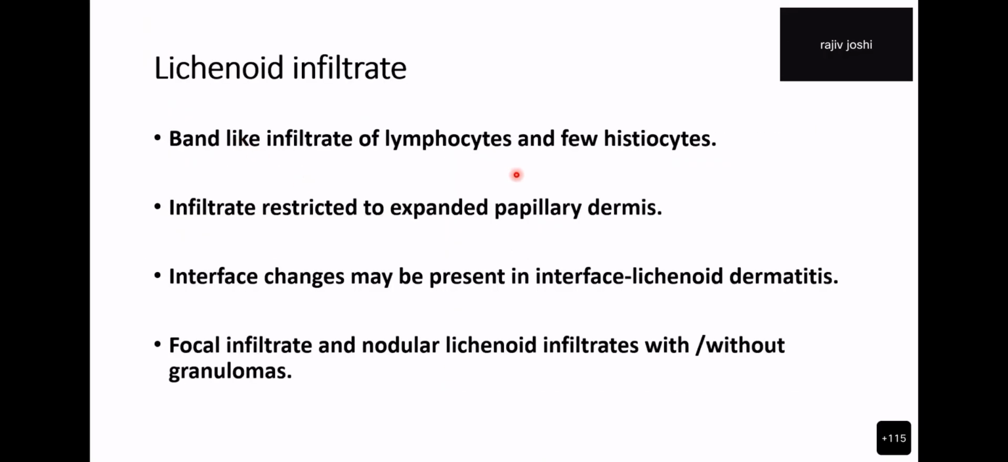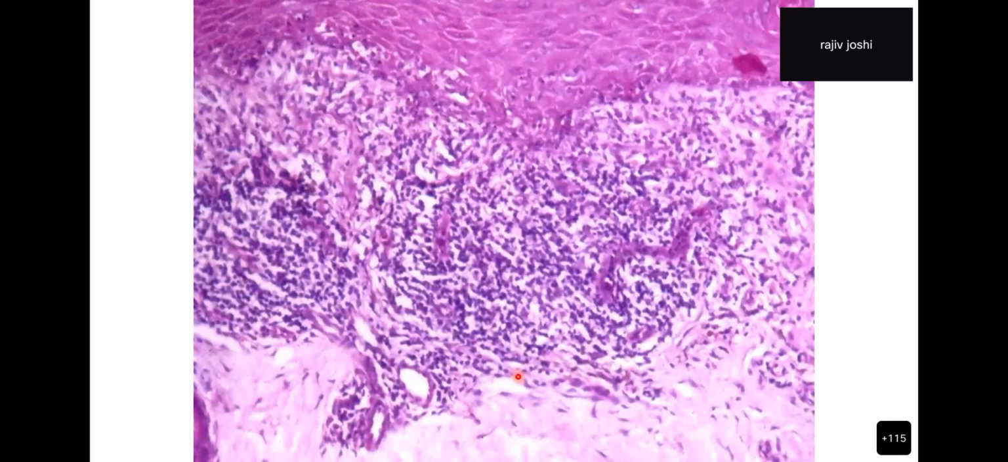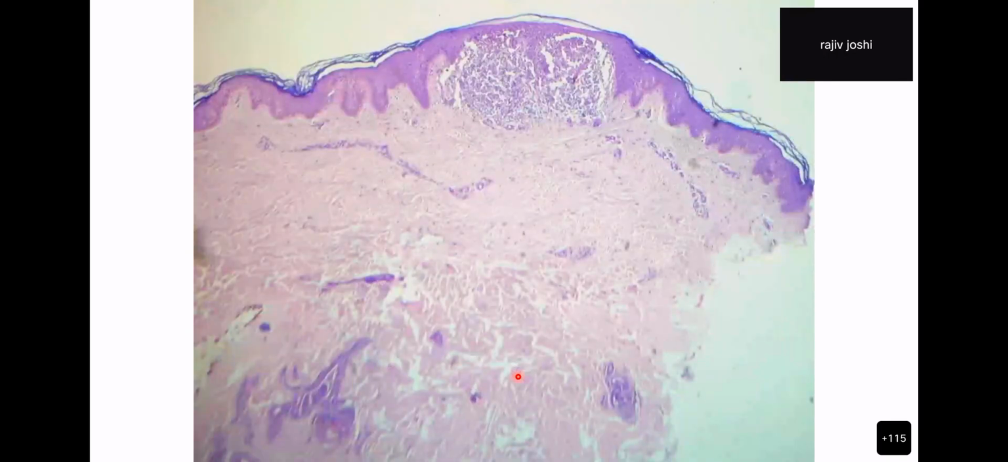So, as I said, there is a band-like infiltrate of lymphocytes, and you may get a few histiocytes. The infiltrate is restricted to the expanded papillary dermis. Interface changes may be present in the lichenoid type of dermatitis, but sometimes you can just get a band-like infiltrate without interface changes. Then you can also get focal lichenoid infiltrates with or without granulomas. That forms a different pattern, which is focal lichenoid dermatitis. So this is your typical lichenoid infiltrate. This is your focal lichenoid infiltrate. If you see, there are just two dermal papillae which are expanded with this infiltrate, which is lymphocytes with histiocytes. So this is lichen nitidus.